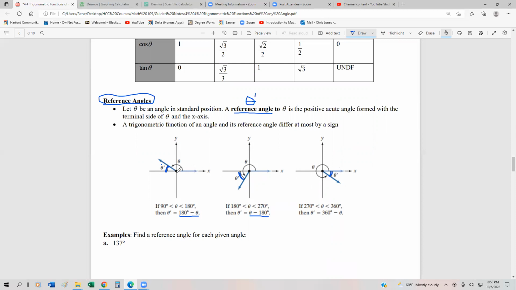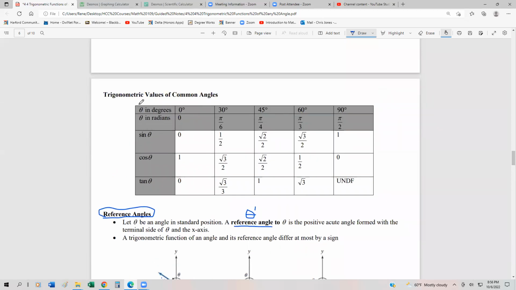The way I think about it is, if it terminates in quadrant 2, what do you add to get to 180? If it terminates in quadrant 3, what do you subtract to get to 180? And if it terminates in quadrant 4, what do you have to add to get to 360? That's going to be your theta prime. Now, these are going to be common trig function angles, and we need to memorize these.